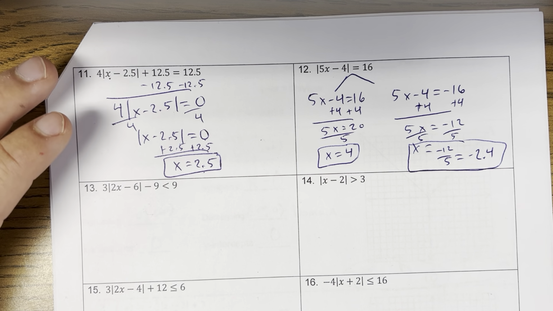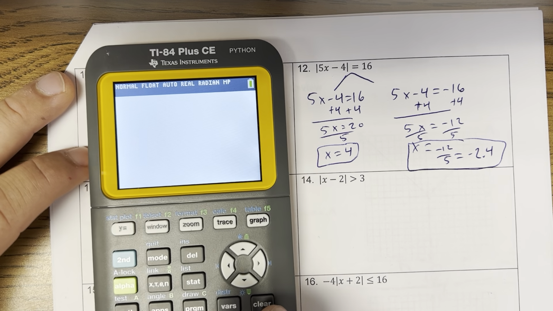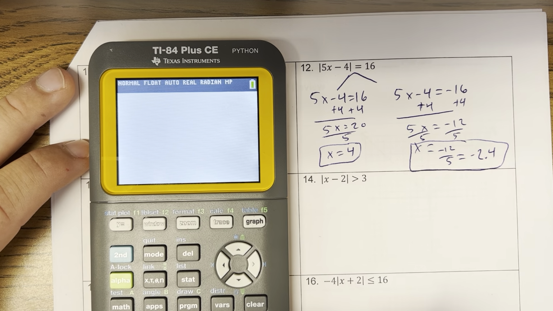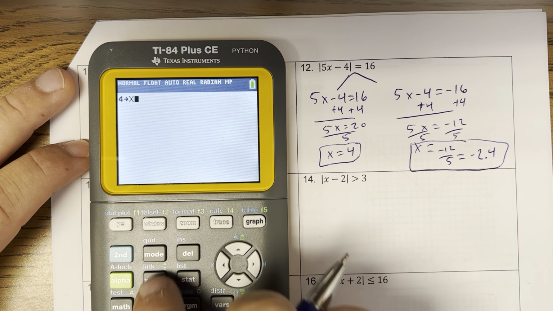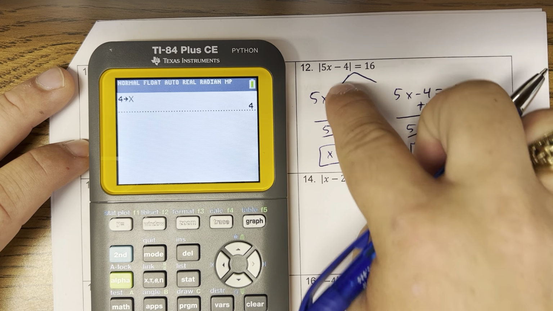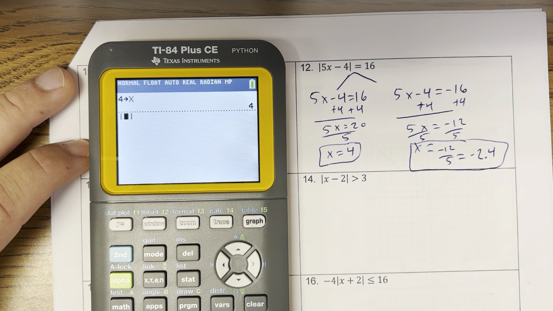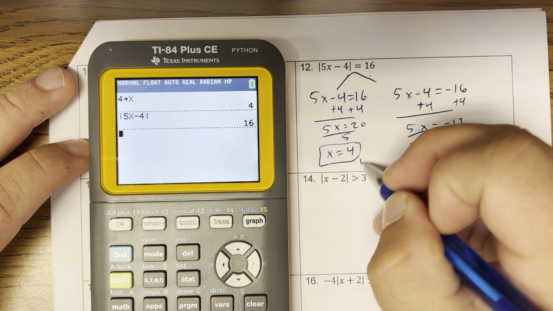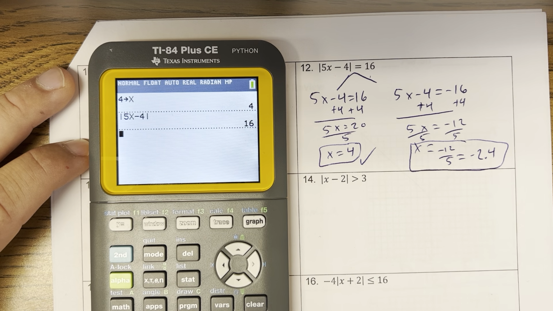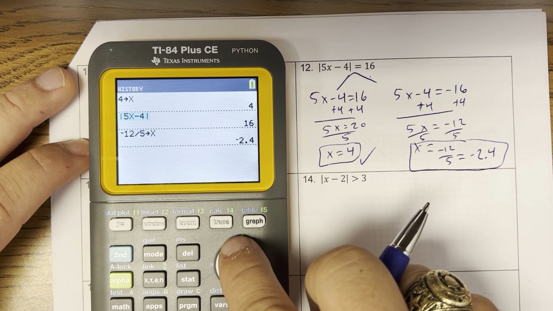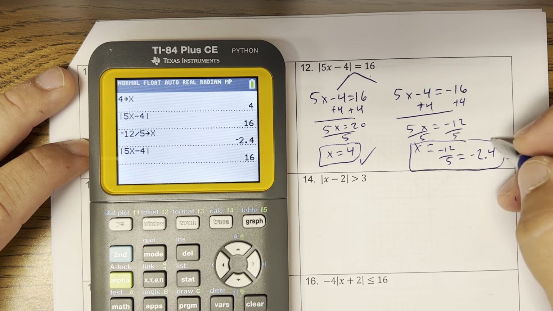And then if you wanted to check this, you could check it. Another good way of checking it, like we went over in class, is plug it in. So we're going to store in that 4 for x, and then we'll put it in the calculator just as it is. So we'll put in absolute value 5x minus 4, and if we got it right, it should equal 16. Check. And now we'll store in our other one. So -12 divided by 5, we'll store in for x. And then we'll copy and paste this equation down. It equals 16. Check.